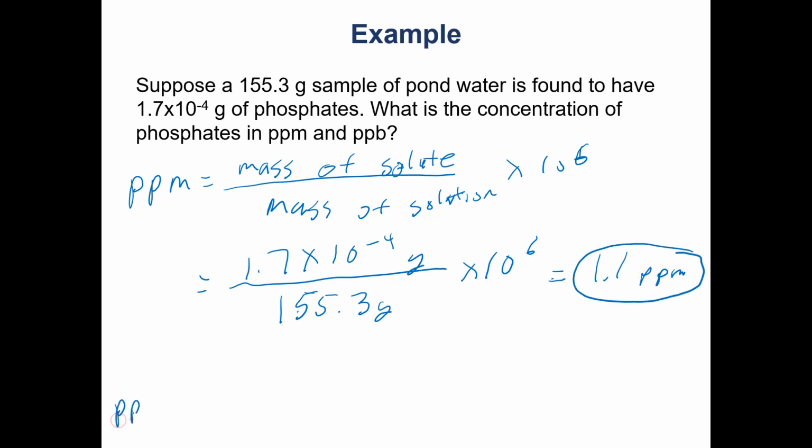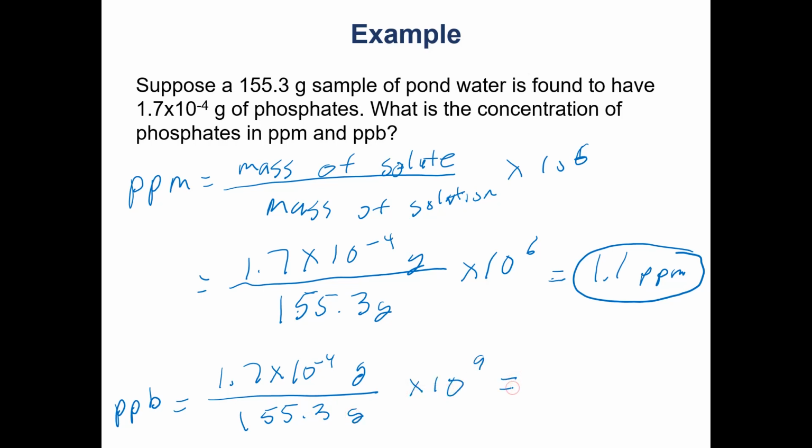For parts per billion, we're going to do the exact same thing, except that we're going to multiply by 10 to the 9th. So we're going to take 1.7 times 10 to the negative 4th grams, divide it by 155.3, and if we multiply that by 10 to the 9th, we get 1,100 parts per billion.